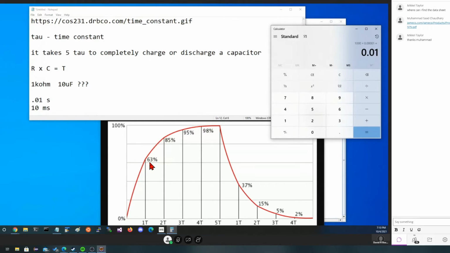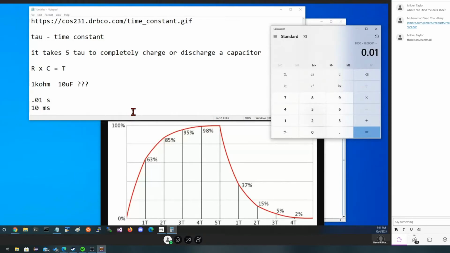Notice carefully that it doesn't matter what the voltage is. Voltage is not part of the calculation, only when we say what's 63% of it. So it's not affected by the voltage you're charging to. The same percentage will get charged in 1 tau.